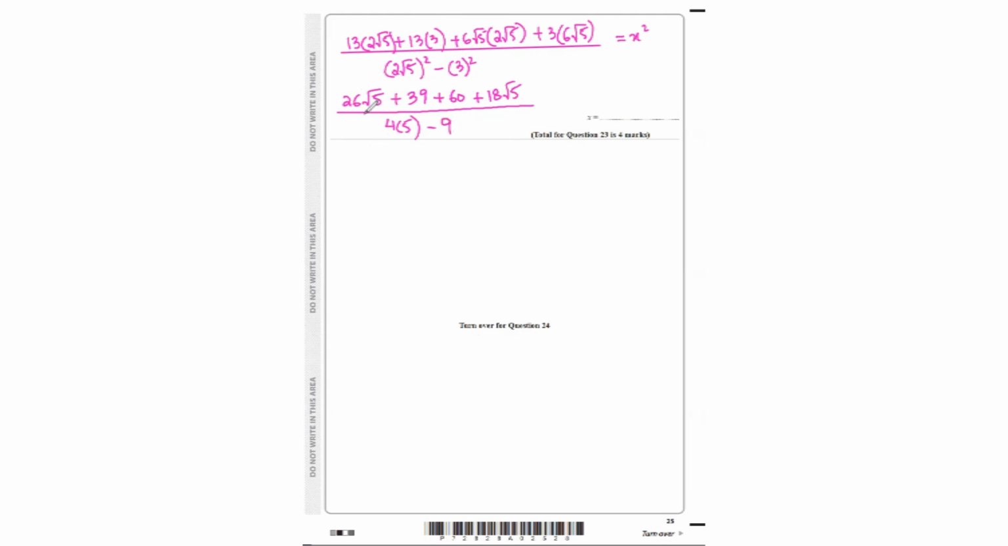So that's 26 root 5 plus 18 root 5, which is going to give us 44 root 5. 39 plus 60 is 99, divided by 20 minus 9, which is 11. So this is equal to x squared.